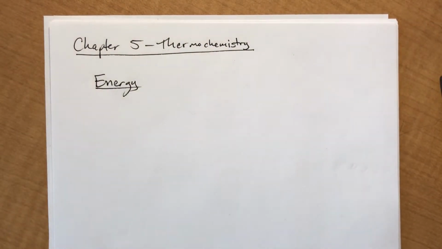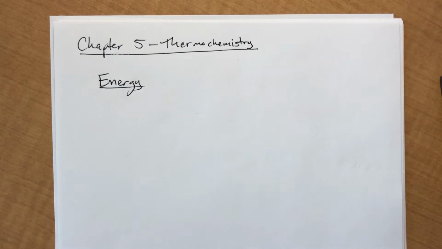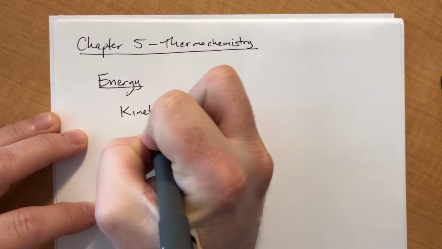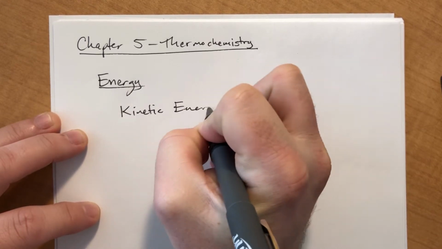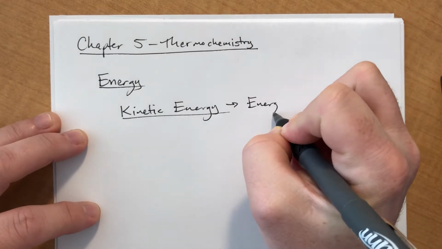Okay, so there are two types of energy. Any of you who have had physics have probably seen all this before. We're just going to briefly talk about some of this. The most obvious one is kinetic energy, and this is the energy of a moving object.